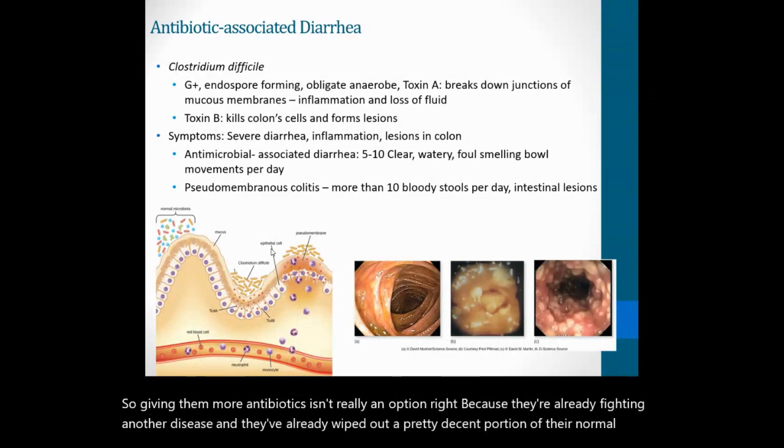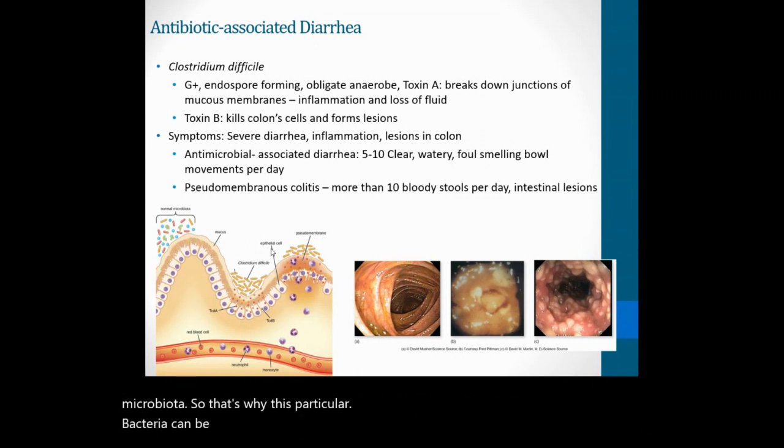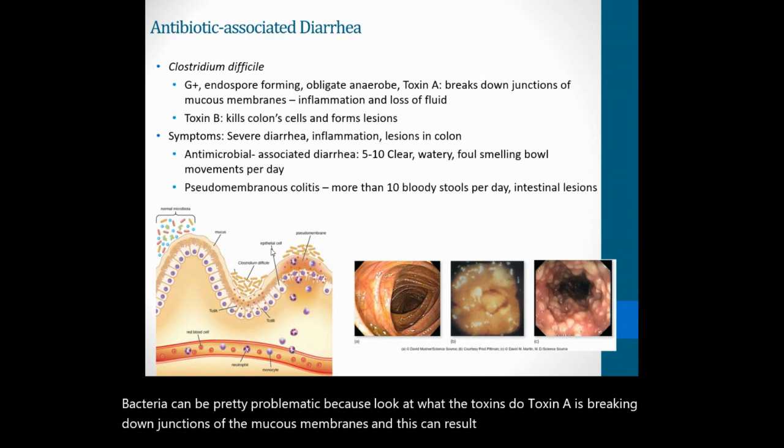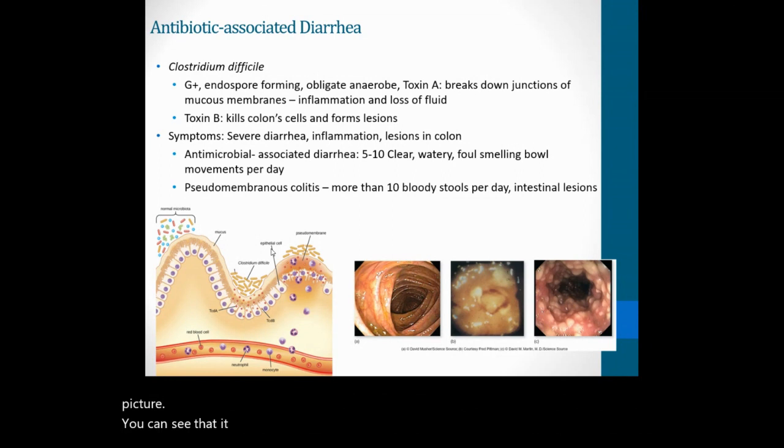So that's why this particular bacteria can be pretty problematic, because look at what the toxins do. Toxin A is breaking down junctions of the mucous membranes, and this can result in inflammation and loss of fluid. Toxin B is actually going to target cells of the colon, and if you look at the bottom picture, you can see that it can form lesions in the colon.